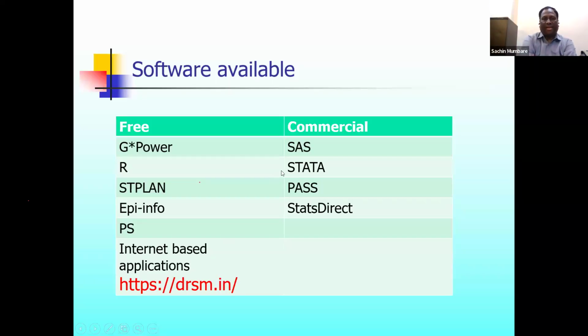Now the softwares available: free softwares such as G-Power, which is considered the gold standard, but it's somewhat complex and not user-friendly. R requires a very steep learning curve. Stiplan is also available. EpiInfo is available with limited research designs. PS is there, and DRSM is also free of cost. The commercial softwares are SAS, Stata, PASS, StatsDirect. One version of StatsDirect is also available free of cost. We are using DRSM.in for this session.